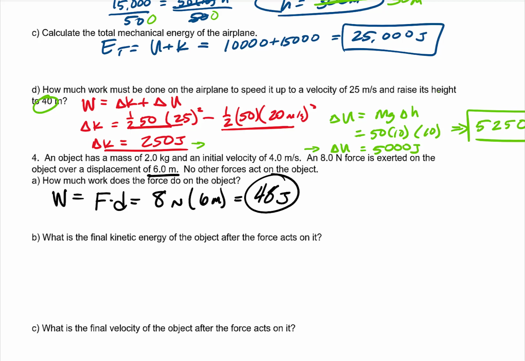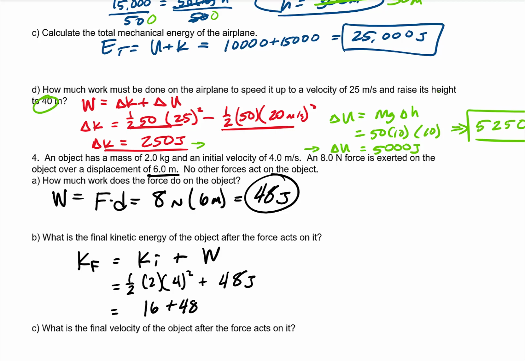What's the final kinetic energy after the force acts on it? All right, so the final kinetic energy is going to be the initial kinetic energy plus our work done. Our work went into that kinetic energy. So our initial kinetic energy is 1/2 times 2 times 4 squared plus the work done, 48 joules. So it's 16 plus 48. My final kinetic energy comes out to be 64 joules.